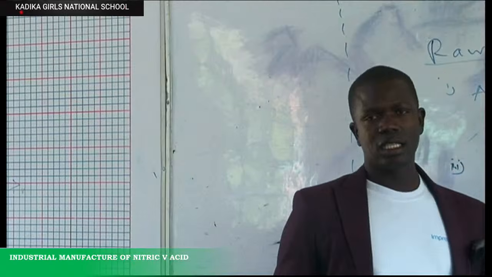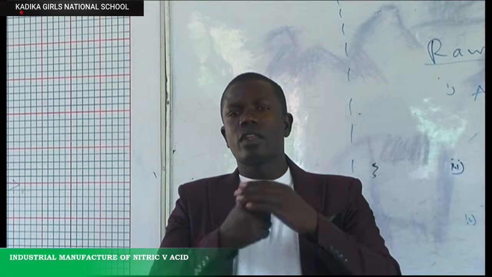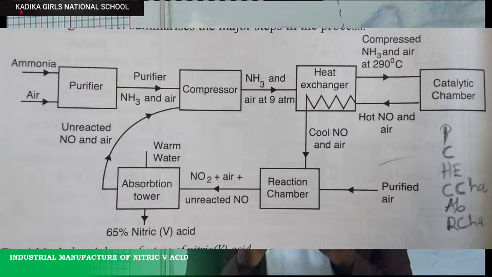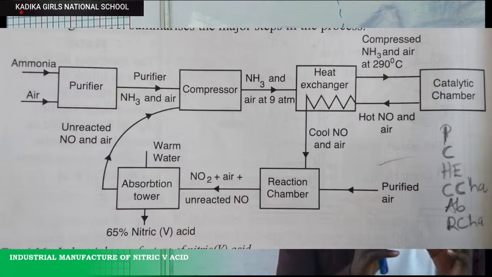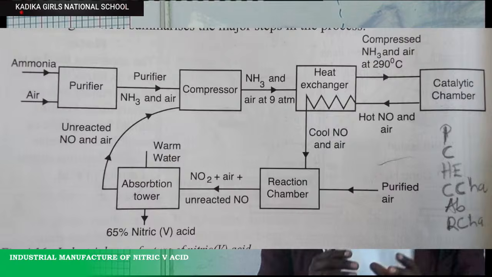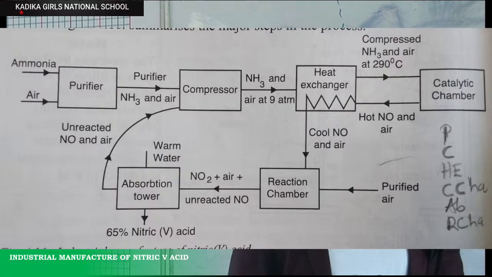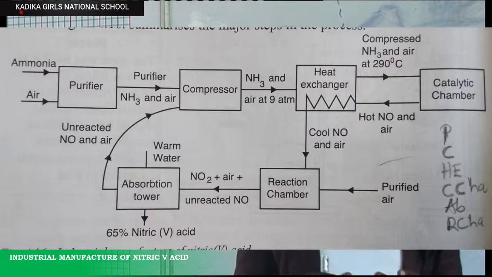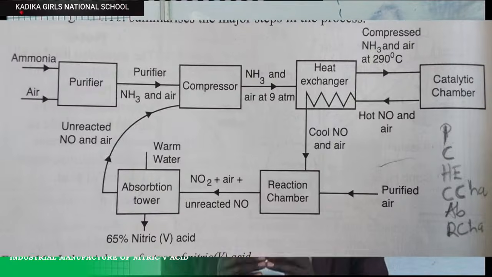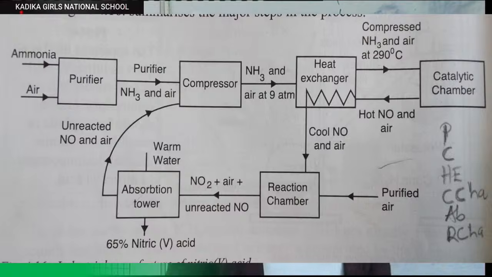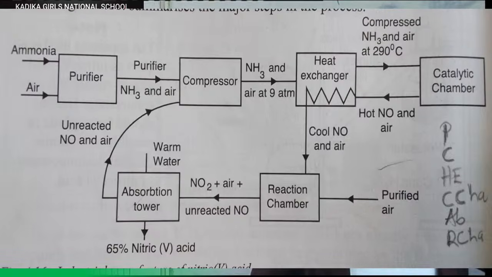After preheating the gases, we pass them to another chamber known as the catalytic chamber. In the catalytic chamber, ammonia gas is going to react with oxygen gas in the presence of a catalyst known as platinum-rhodium catalyst. The reason why platinum-rhodium catalyst is used is because it is less expensive and not easily poisoned. So it is going to be used in the catalytic chamber.